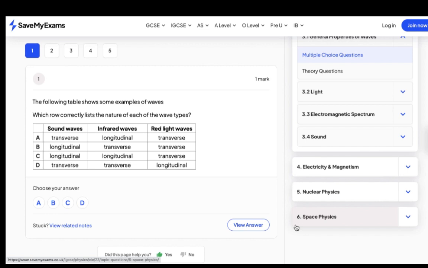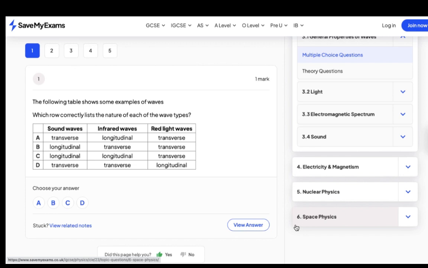Now the first question you see on the screen is repeatedly going to be shown like this. It says the following table shows some examples of waves. Which rows correctly list the natures of each of the wave types? We want to look at which row correctly shows the answers. Looking at the first one, we have the sound waves, the infrared wave, and the red light waves. Which of them is the correct one?